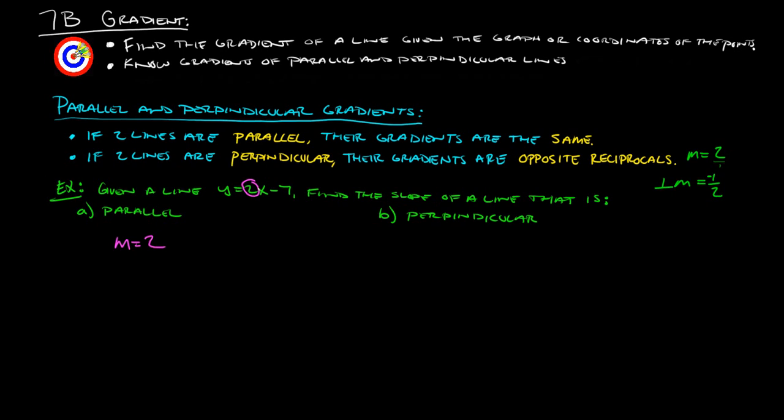Perpendicular, oops, we just did that one over here. Again, if it starts as 2, the perpendicular slope would then be, again, flip that 2 over 1 into 1 over 2, and then switch the sign from positive to negative. And then, obviously, if it was negative to start with, it would turn to positive. Alright?